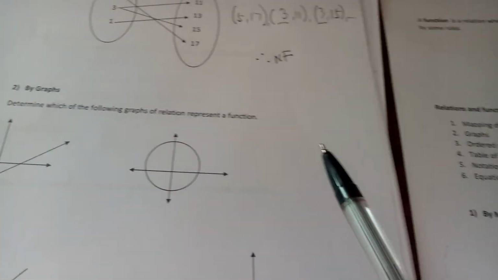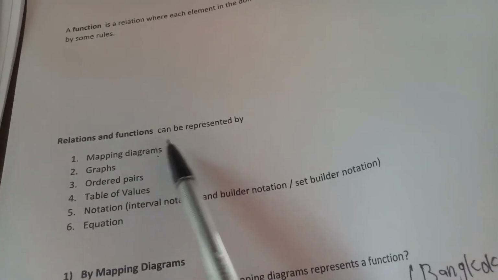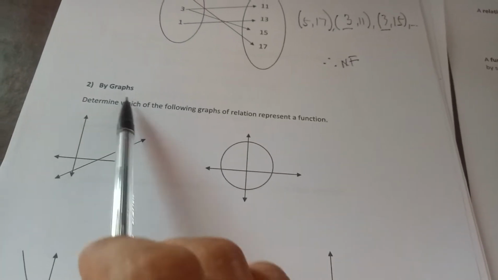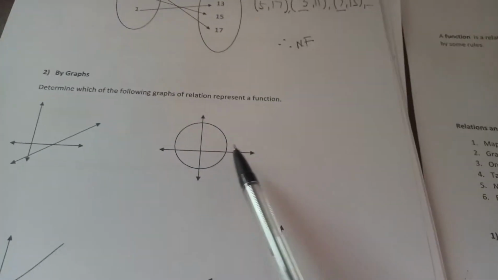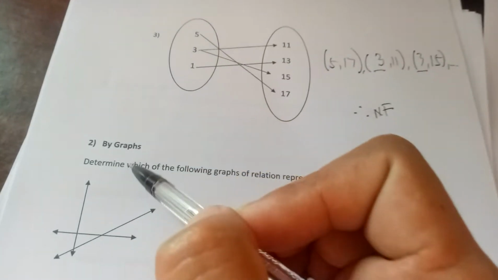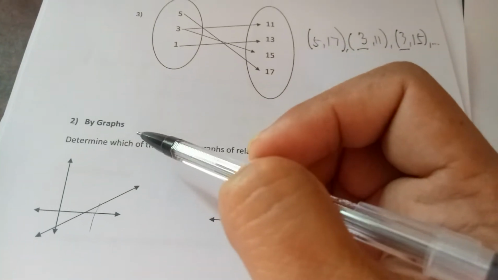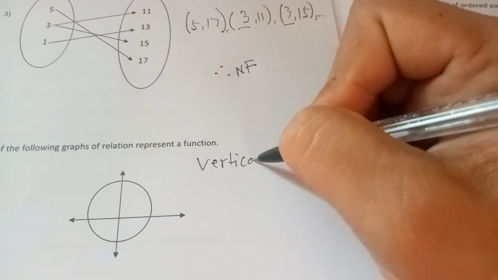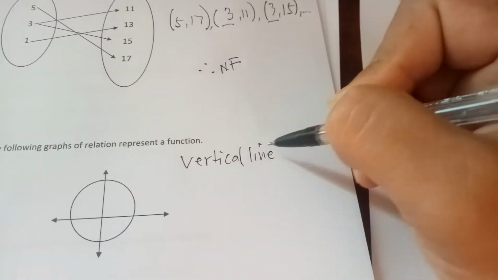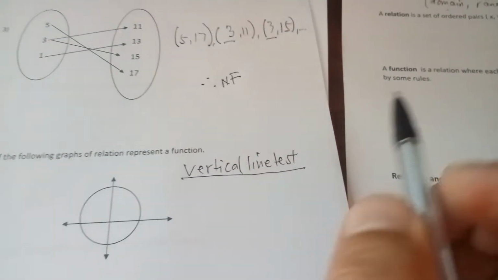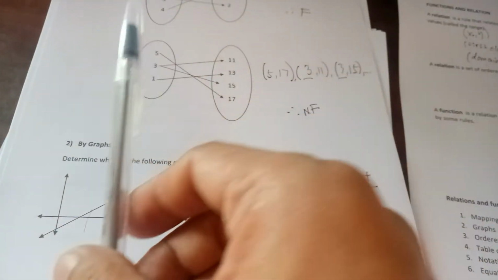Okay, we proceed now to, that is by mapping diagrams and by ordered pairs. Okay, by graphs. Listen carefully. This is also a relation. And also this one, all of this. Is this a relation or not? Oh, gagamit tayo ng vertical line test. Take note of this. What is meant by vertical line test?